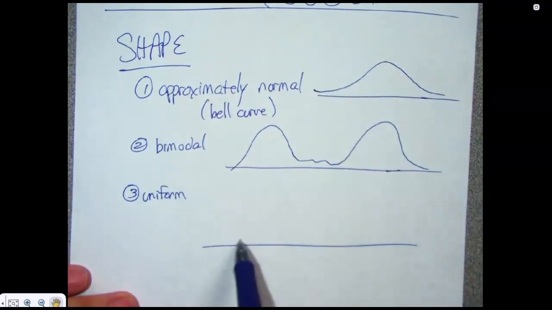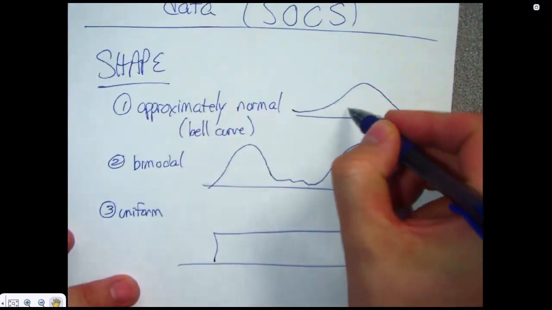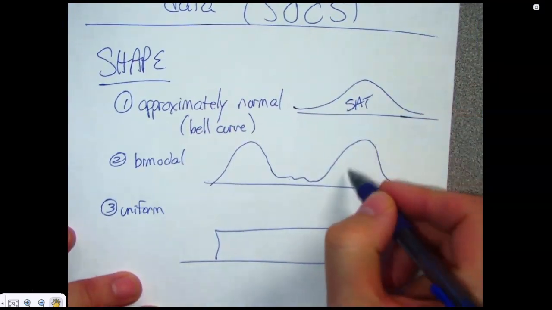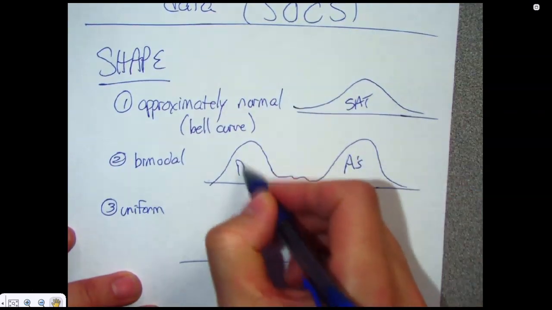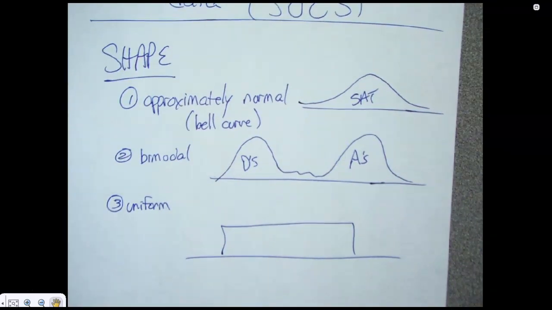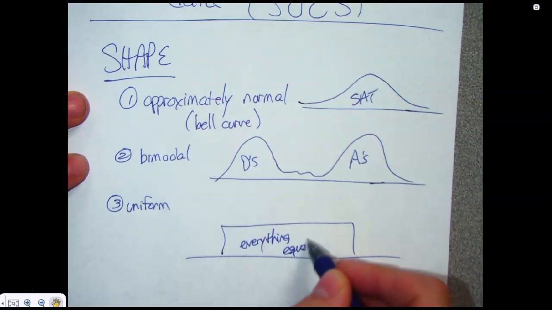Uniform is everything's the exact same. I'm going to put the examples we talked about. So we talked about SAT scores for that one. This would be A's on the test and D's on the test. And nobody got a B or a C. Or very few people got a B or a C. Uniform would be if everybody's going to have the same answer. So if I went down to the senior wing and started graphing what grade everyone is in, it'd all be 12, right? So every answer is the same. Or everything equally likely is a good way to say that too.